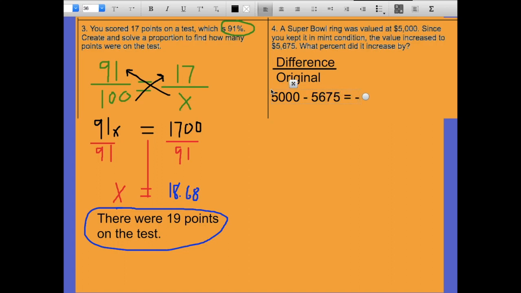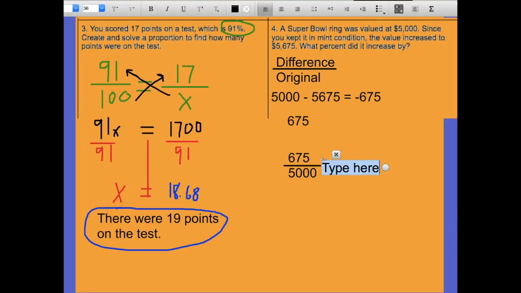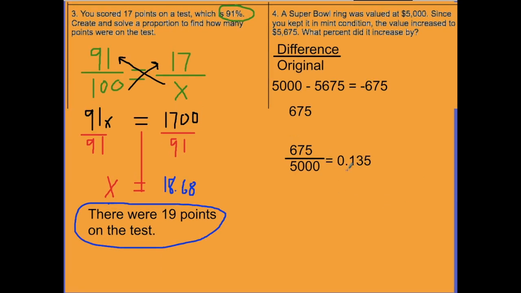If I subtract it this way, I do get a negative number, negative 675, right? So take the absolute value. So I'm going to take 675. So let's do 675 divided by the original, 5,000. All right. And if we do that on our calculator, it looks like we get 0.135 or 135 thousandths. Make that into a percent by multiplying by 100, move it 2 spaces right. I get 13.5%.